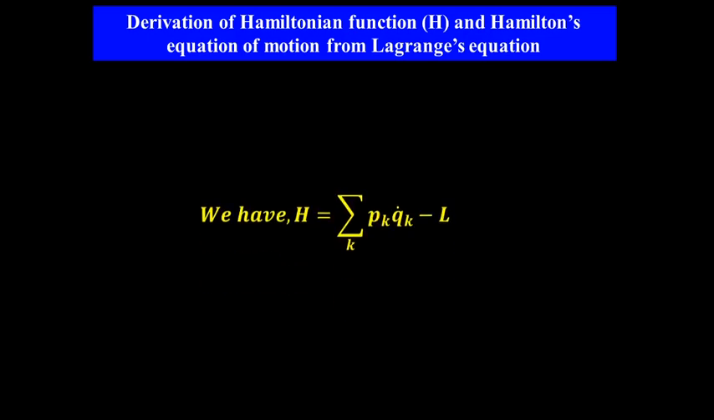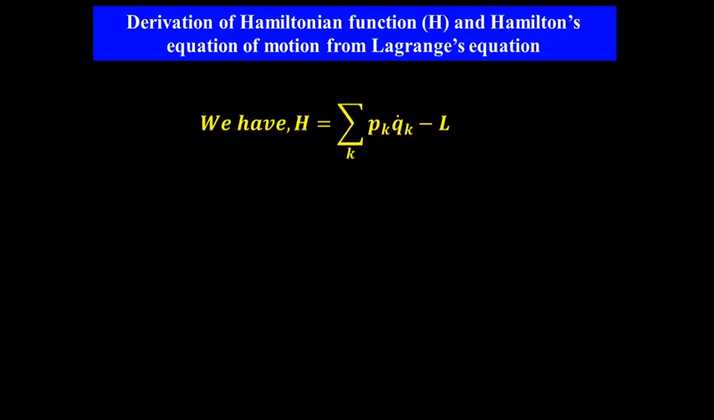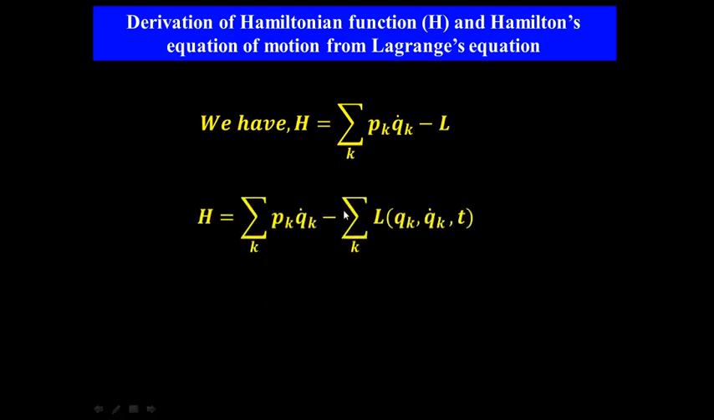So we will consider this Hamiltonian function, that is summation over k pk into qk dot minus L. And we know that L is a function of qk dot and time t. We have separated this summation over pk into qk dot minus summation over L, where L is a function of qk dot and t. Now we will solve this.